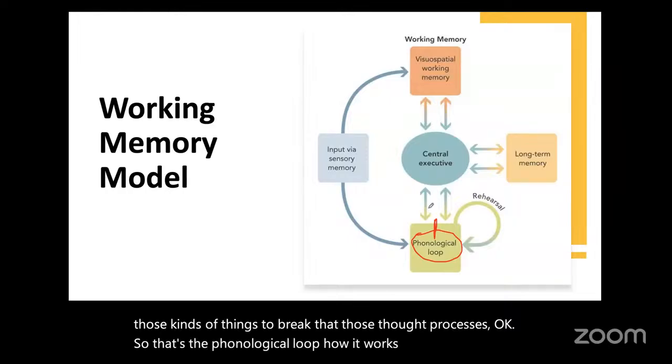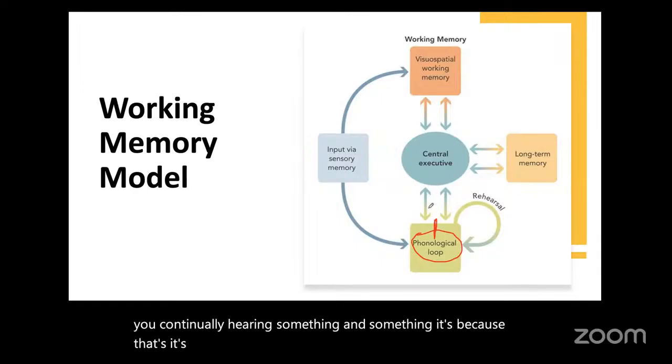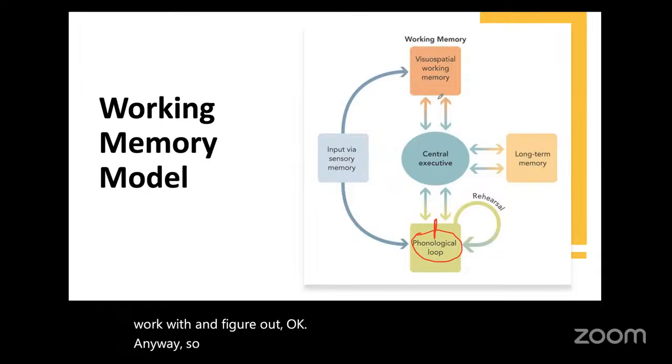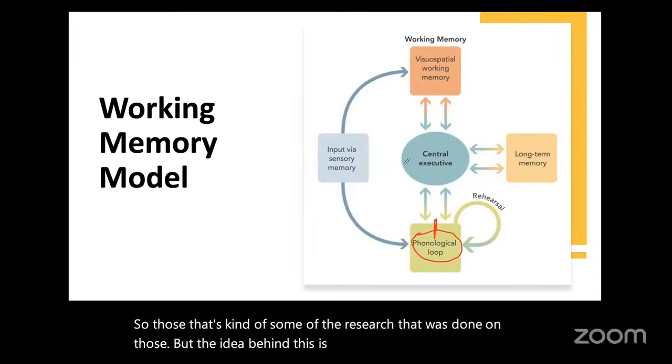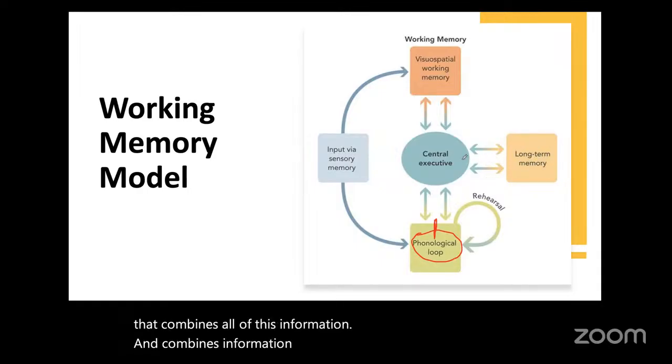And again, when you're continually hearing something, it's because it's information that your central executive thinks you need to work with and figure out. Okay. Anyway, so that's some of the research that was done on those. But the idea behind this is that we have a central executive that combines all of this information, combines information for long-term memory, and then works with it.